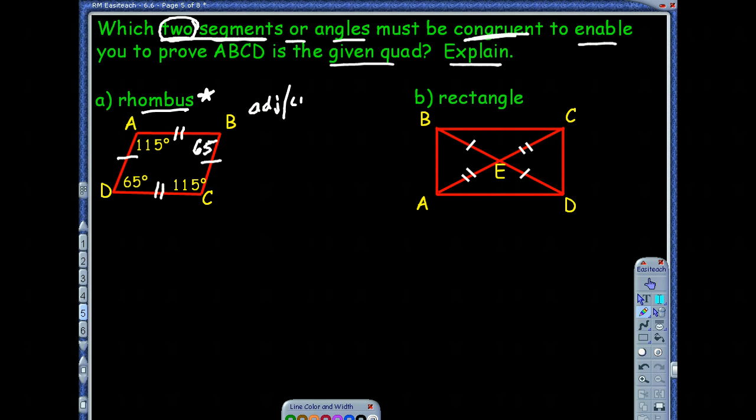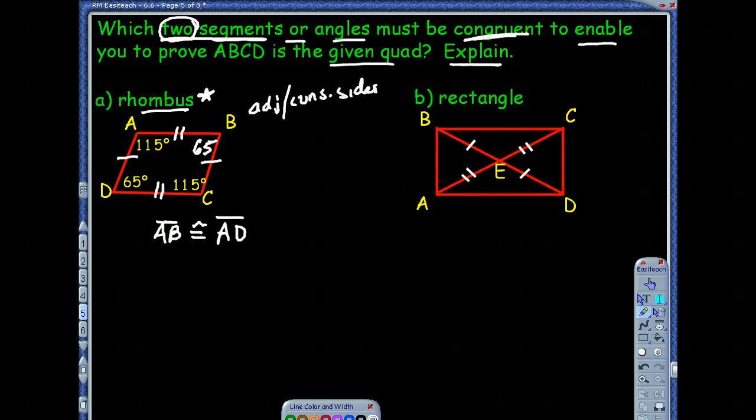Yeah. So if I say segment AB, I would want to show that AB is congruent to either AD or BC. You just need to give me 2. Yeah, there's a lot of options here. Now it says explain. So how would you explain that?